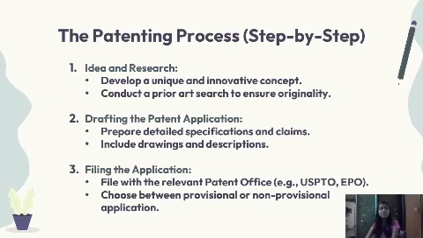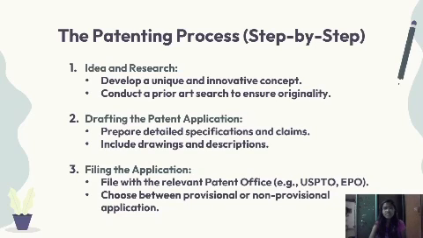So the patenting process is a long process which can be explained step by step as I've showed here. So the first one is the idea and research. To get a patent, you need to first develop a product which is novel, original and is not existing already. Hence, idea and research is very important.